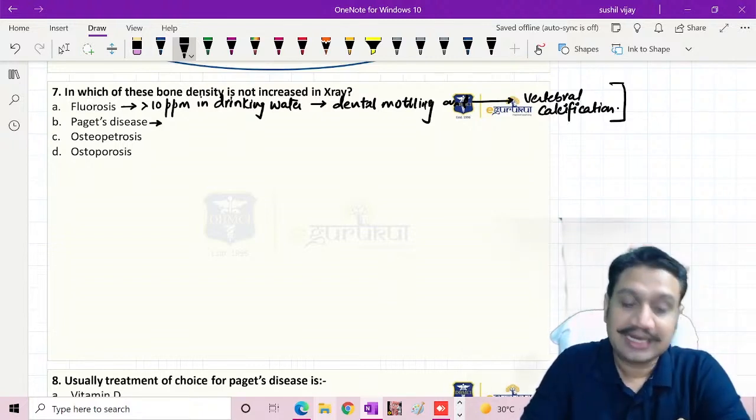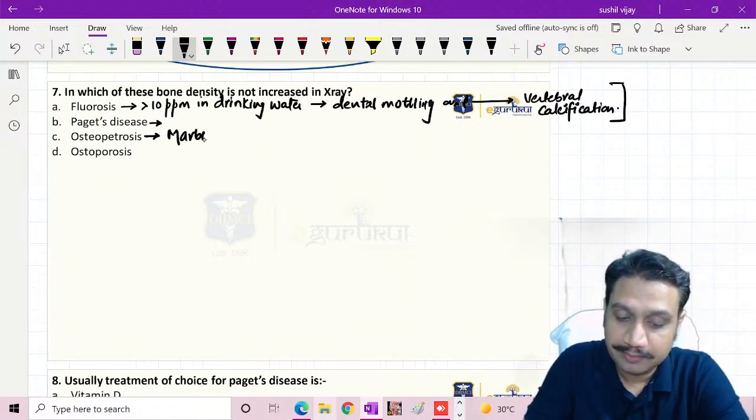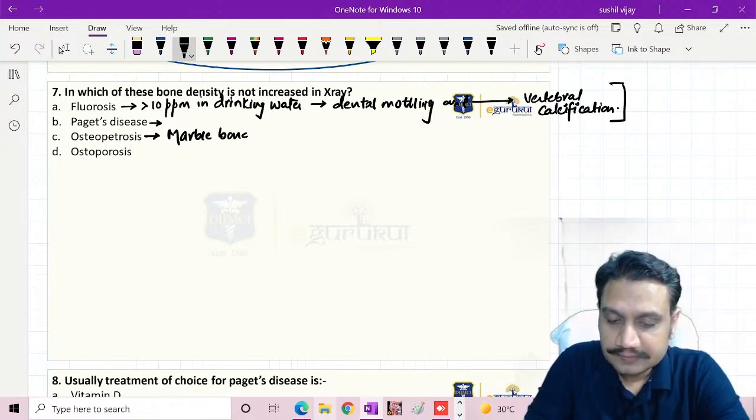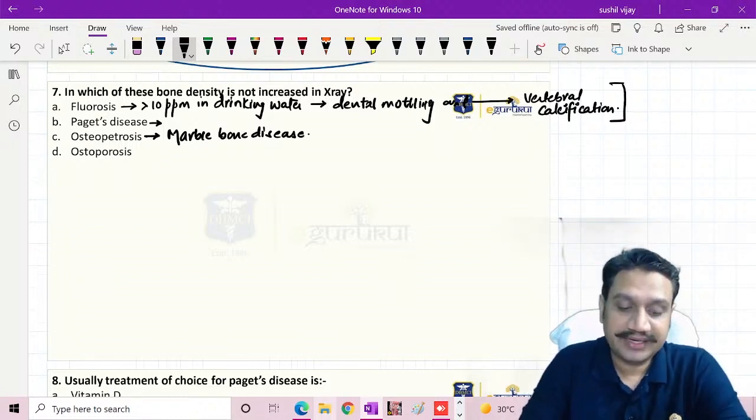Paget's disease, I have just told you about the blastic activity. Osteopetrosis, what is the other name for osteopetrosis? It is marble bone disease. So that is again white. Why do we call it marble? Because it is white, right?